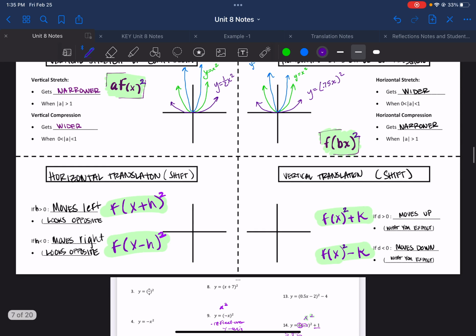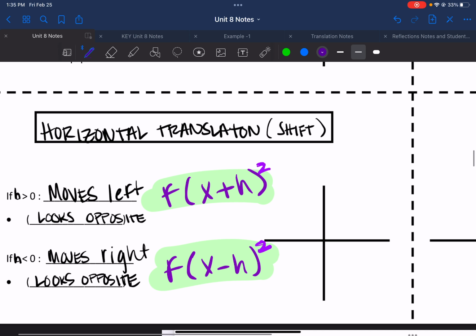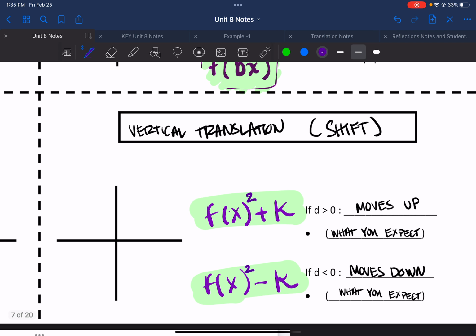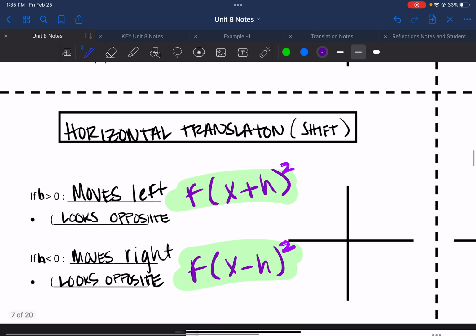All right, lastly, let's go down here. We have something called a horizontal translation. Basically, it's moving your graph left to right. And then we have a vertical translation, which basically moves your graph up and down. So let's go over this one first.